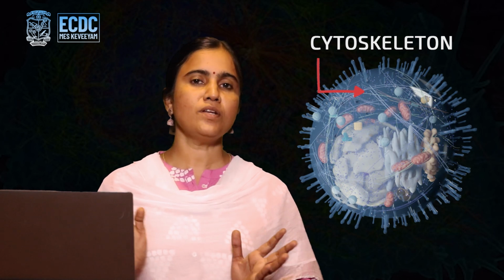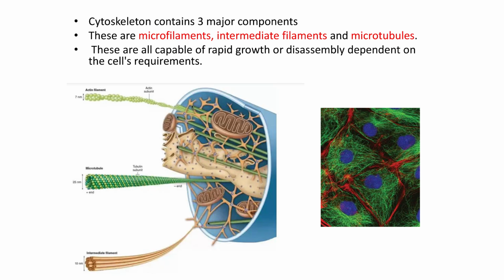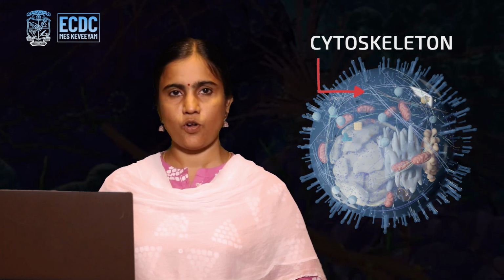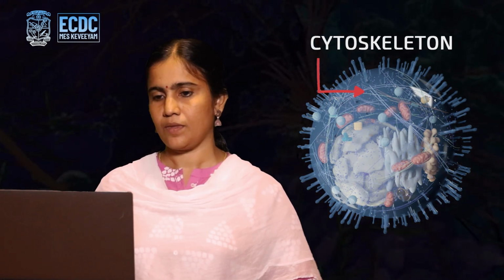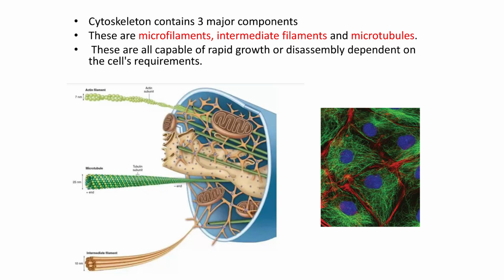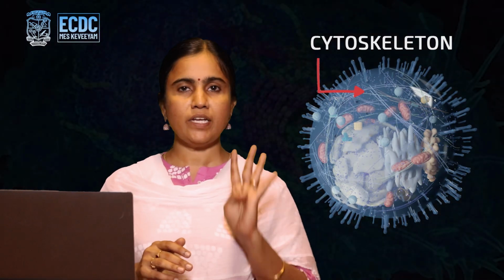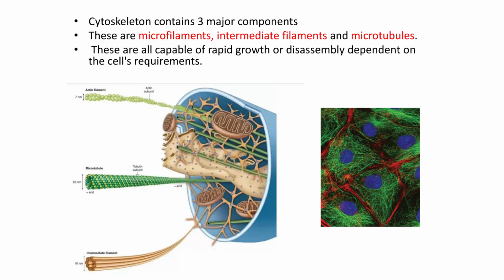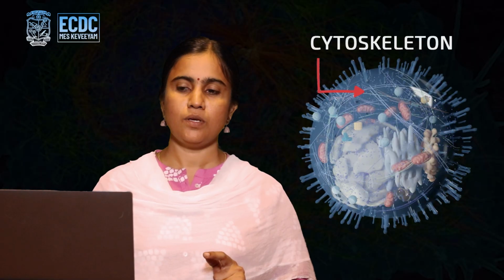Now what are the components of the cytoskeleton? The cytoskeleton is made up of three major components. These are microfilaments, intermediate filaments and microtubules. These are connected by the microtrabecular lattice or microtubular matrix. These cytoskeletons are capable of rapid growth and disassembly depending upon the cell's requirement. Now, there are three types of cytoskeletons: microfilaments, intermediate filaments, and microtubules. We will deal with each.